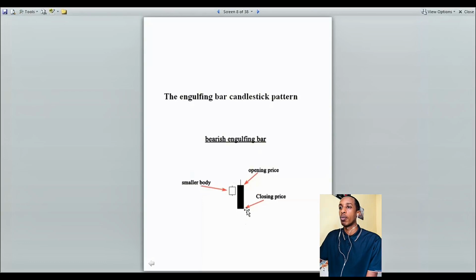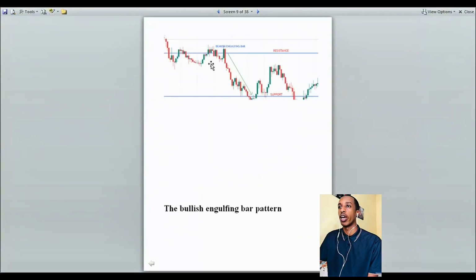This is the open price, this is the close. This is the drawing of the bearish engulfing bar, and in the chart as an example, you see here on the resistance, we can find this as a signal where we find a bearish engulfing bar on the resistance, and this is the clear indication that we have to short or sell. We have to enter a sell order. So this is the use of the bearish engulfing bar, and this is the clear signal.